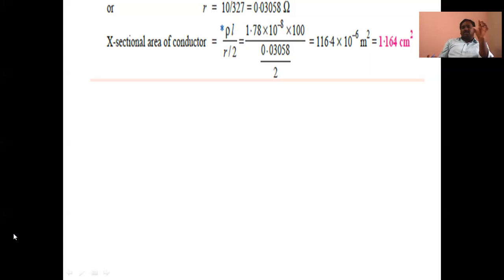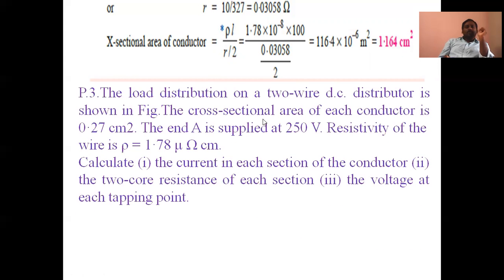That is the resistance. But here we will calculate the two conductor resistance. That's why here we determine the cross section area of one conductor. That's why it is R by 2. That's why the answer is 1.164 centimeters. So this is the next problem.